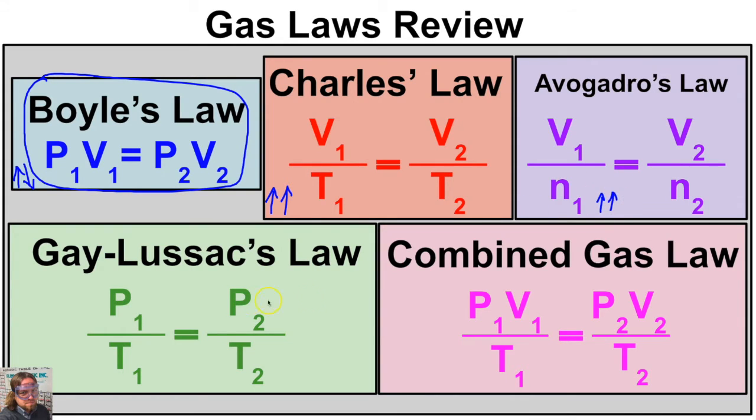They're directly proportional. We've talked about Gay-Lussac's law, which states that the pressure and temperature of a gas are also directly proportional. If the pressure of a gas is doubling, it's because the Kelvin temperature of that gas is doubling. And we also talked about the combined gas law, where we can essentially combine Boyle's law, Charles' law, and Gay-Lussac's law into this formula that we see right here: P1V1 over T1 equals P2V2 over T2.